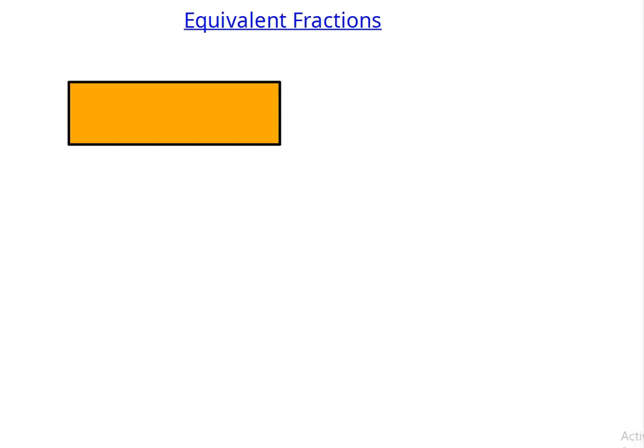So what I'm going to do now is I'm going to draw a candy bar. So let's pretend this is a Hershey bar. And let's pretend you're going to get half the Hershey bar. So what I'll do is I'll cut the Hershey bar in half. So that means you're going to get 1 out of 2 total parts.